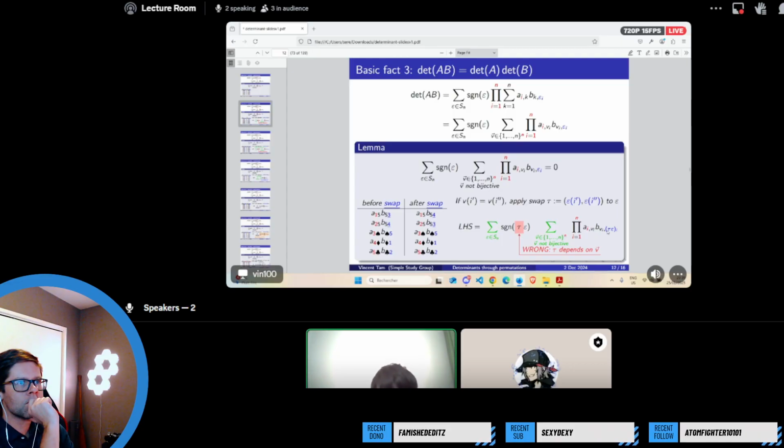And since we have applied tau here, we attempt to put a tau inside this bracket so that these two match, but this is actually wrong. Why is this wrong? Because this tau here is dependent on this v. The choice of this tau is dependent on v itself. So we can't do something like this. This is really wrong.